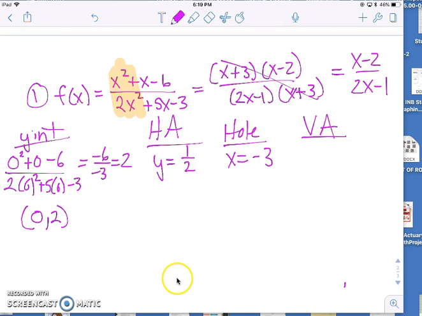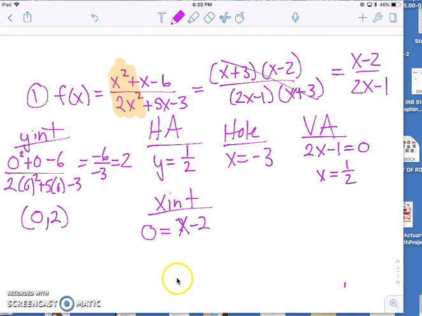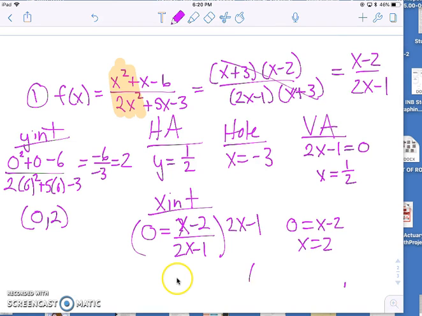Where's our vertical? When the denominator is 0. So when does 2x minus 1 equal 0? Well, we add 1 and then divide by 2, so it would be at x equals 1 half. And then our x-intercepts. Plug in 0 for y. So 0 equals x minus 2 over 2x minus 1. If we fraction bust, multiply by the denominator, we have 0 equals x minus 2. So it's at x equals 2, so it'd be at (2, 0).